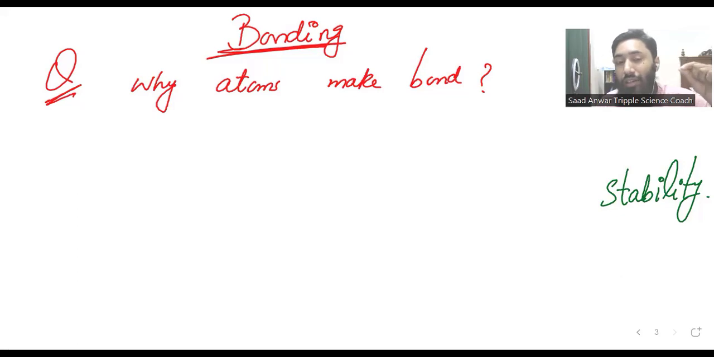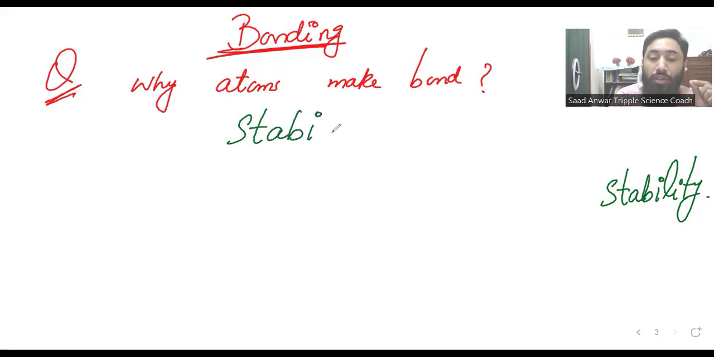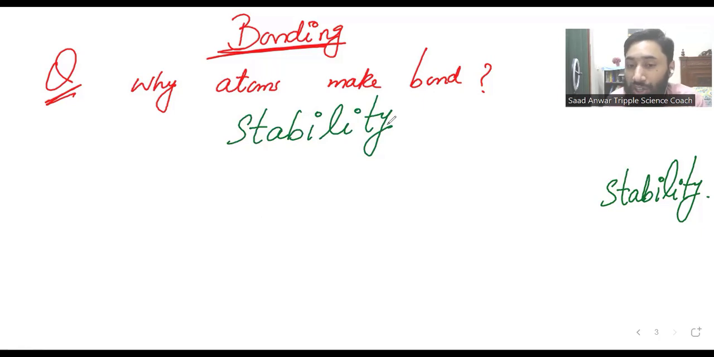Similarly, atoms make bonds because atoms want stability. Everyone in this world wants stability. Atoms also want stability, so atoms make bonds. One atom connects with another atom. This is a very important topic which we are going to discuss, my friends. Atoms make bonds. Atoms want to achieve stability.